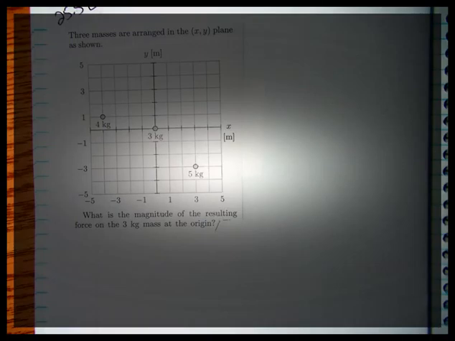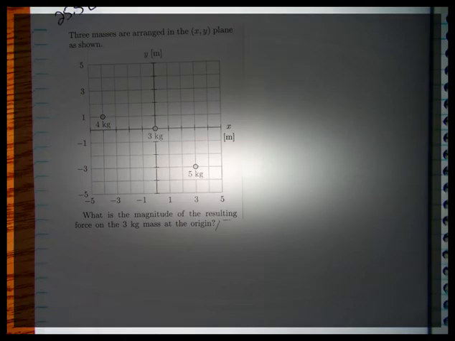The 4 kilogram mass is pulling on the 3 kilogram mass, and the 3 kilogram mass is pulling on the 4 kilogram mass, and the 5 kilogram mass is pulling on the 3 kilogram mass, and the 3 kilogram mass is pulling on the 5 kilogram mass, and the 4 kilogram mass is pulling on the 5 kilogram mass, and the 5 kilogram mass is pulling on the 4 kilogram mass. And they can either move or not move depending on if they're fixed or not.